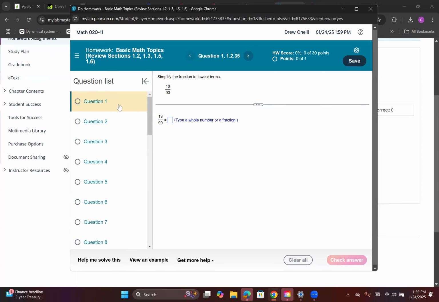This is the first question in the first assignment of the whole course, and it's asking us to simplify the fraction 18 over 90. Let's say we don't know how to do that. That's totally fine. This is not actually an easy problem. Let's say we don't know what to do at all. Down here, most problems in the homework for the entire course are going to have these buttons: Help me solve this, View an example, and Get more help.